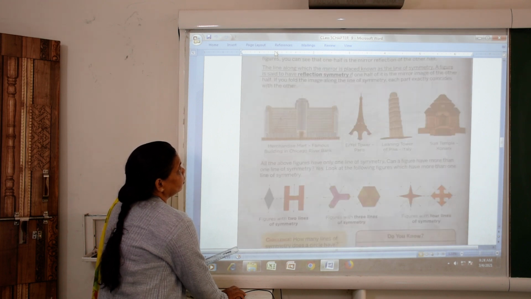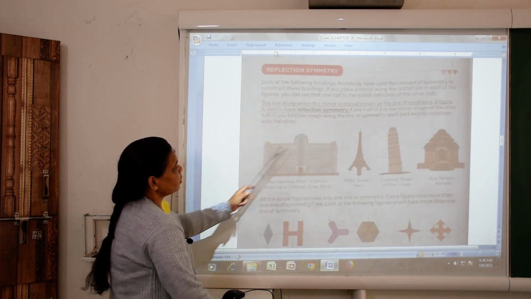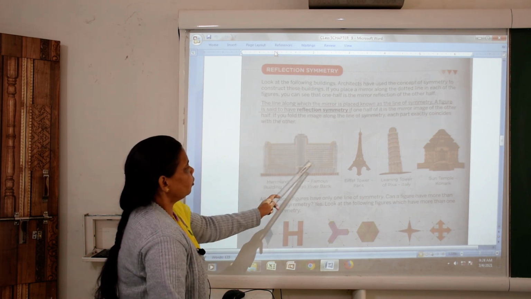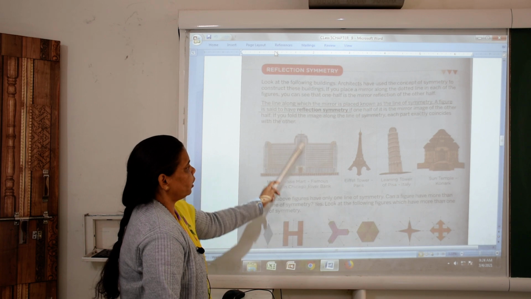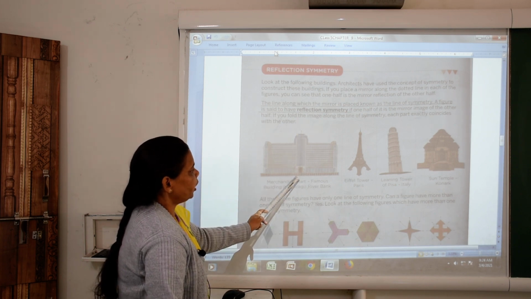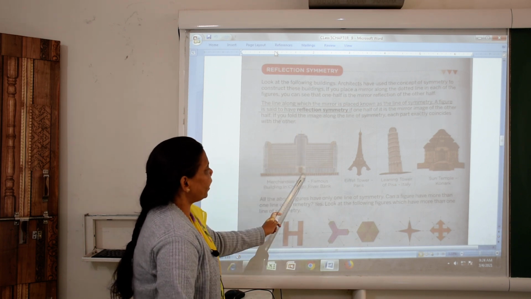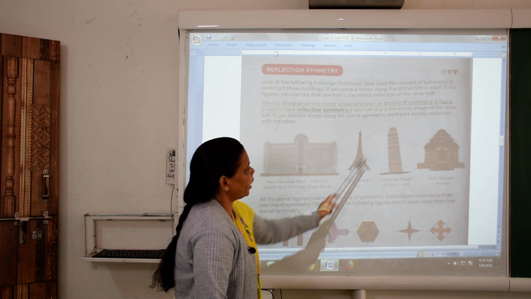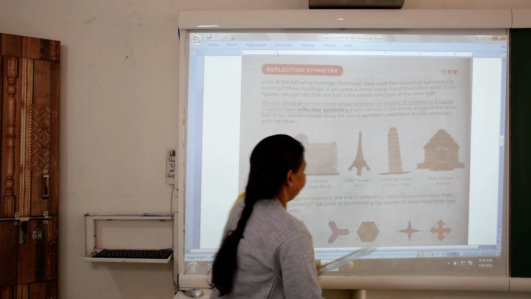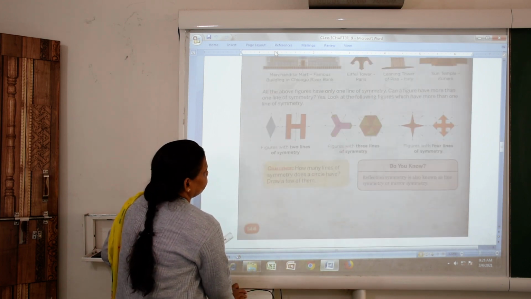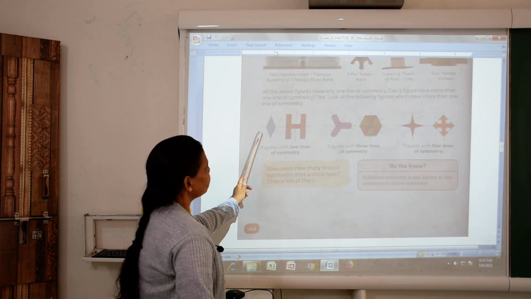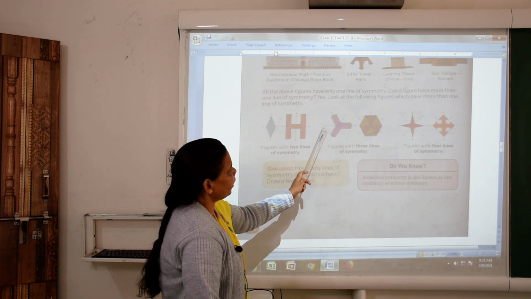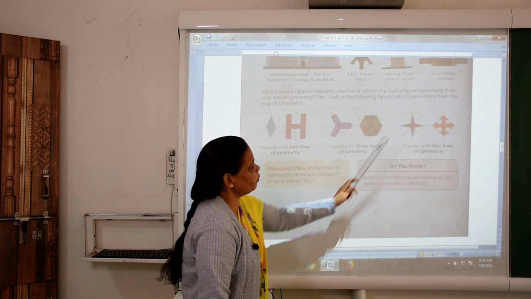Now exercise. Reflection symmetry. This reflection line, when we put the mirror here, both the sides are equal. This one is the symmetry line. Here this symmetry line divides this figure into two equal parts, and here this symmetry line, here and here. This has two lines of symmetry, this one also two lines of symmetry, and here three lines of symmetry, four lines of symmetry.